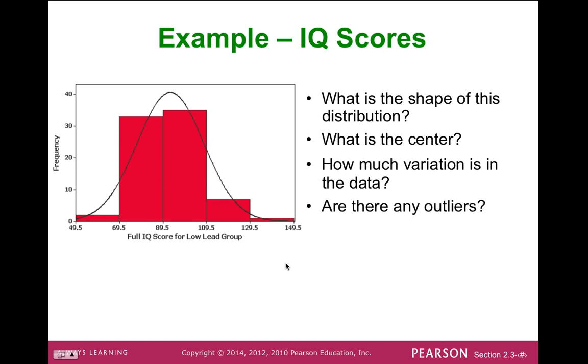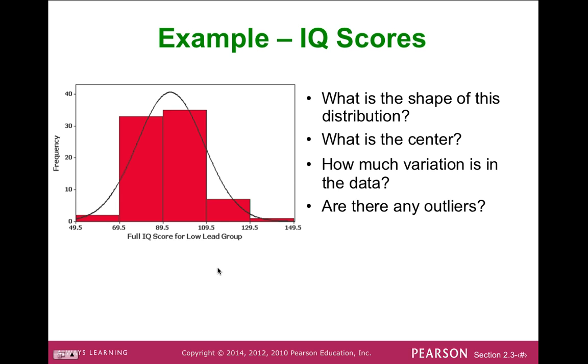So what's the shape of this distribution? It's bell-shaped. Where's the center? It's somewhere right around this mark, which is probably around 90 or 91 as an IQ score. How much variation is there in the data? Do we see all kinds of sporadic data? Not really. And are there any outliers?